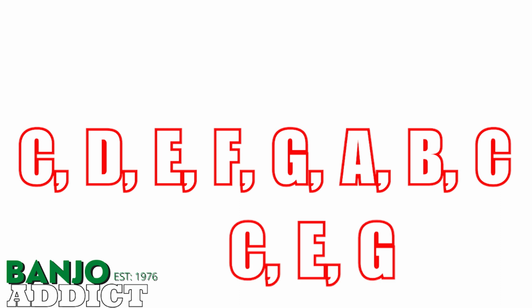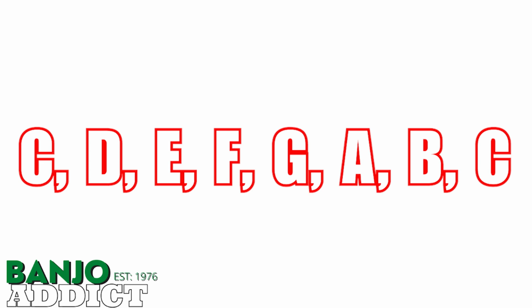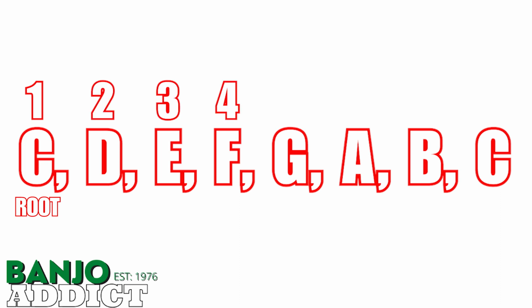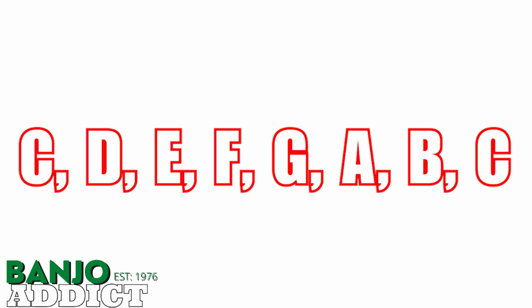The E is called the third note and the G is called the fifth note in the C major chord. The reason for this is the root note is number 1. Then you count up from there 2, 3, 4, 5, 6, 7, and then back to 1, or continue on with 8. You will see that the E is the third note from the root note, and the G is the fifth note from the root note.